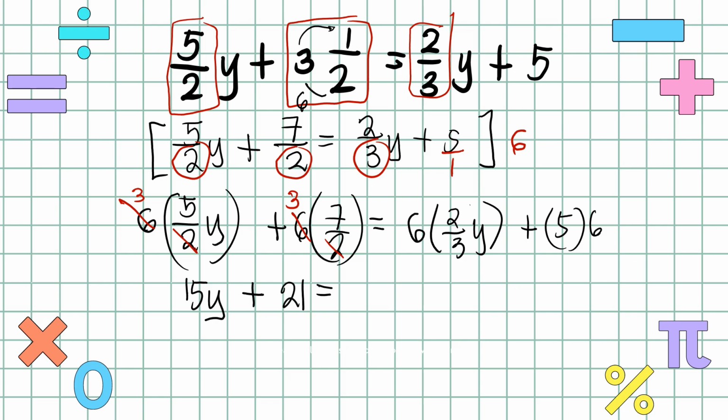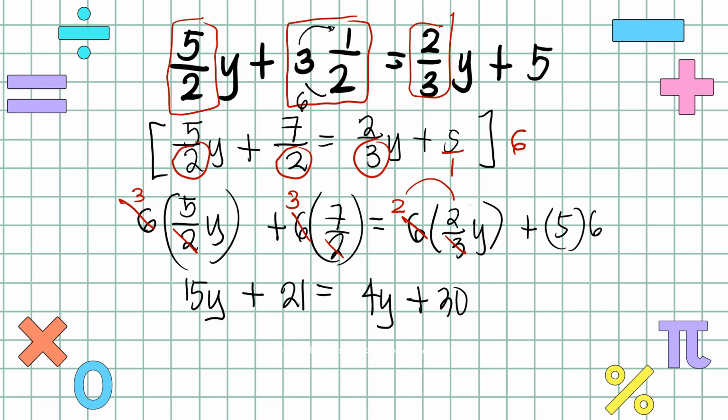And now for the next term, 6 and 3 have something in common. So this will become 2, and 2 multiplied by the other numerator, 2 times 2 is 4. So we'll have 4y left here. And lastly, 5 times 6, that is simply 30. Now you see, you end up with a simple linear equation which we did already last time.